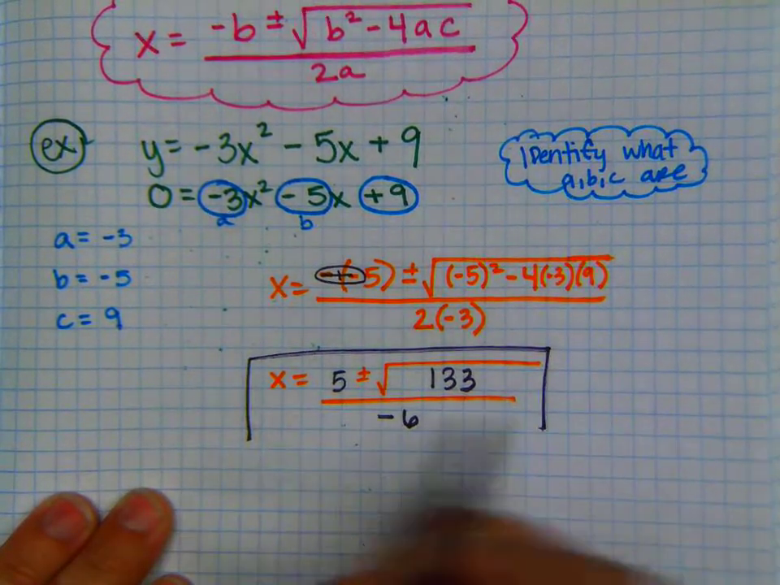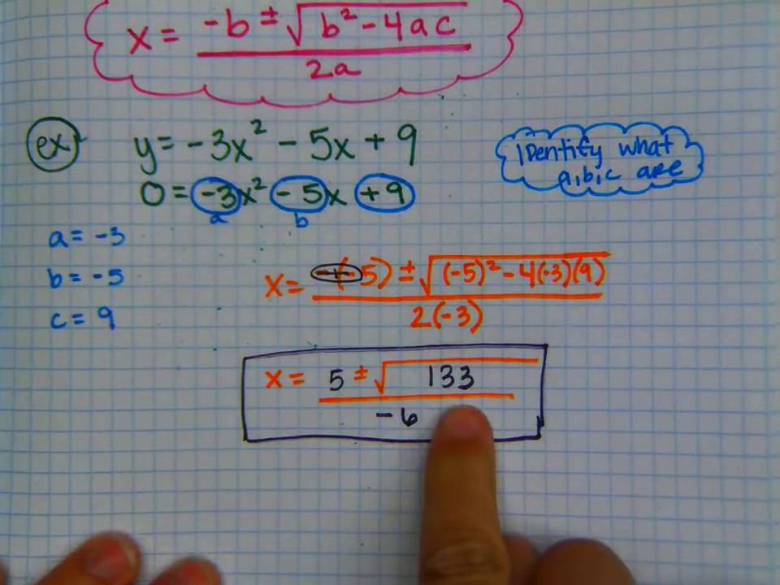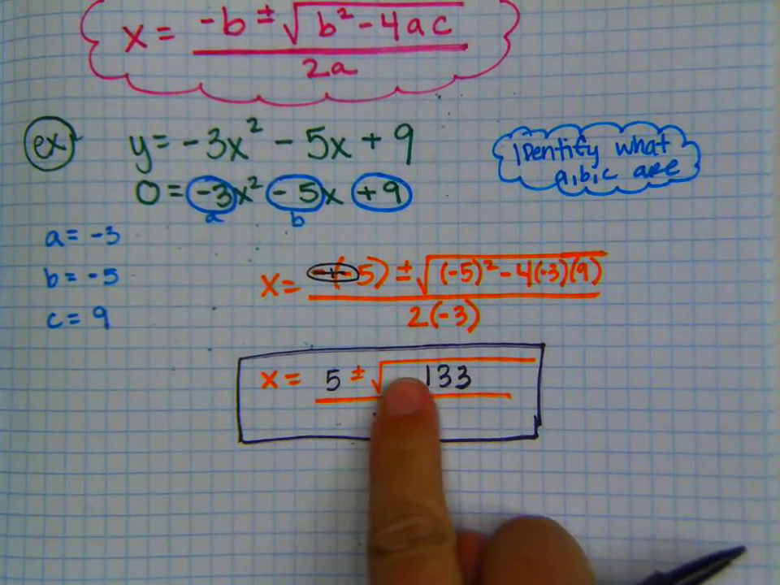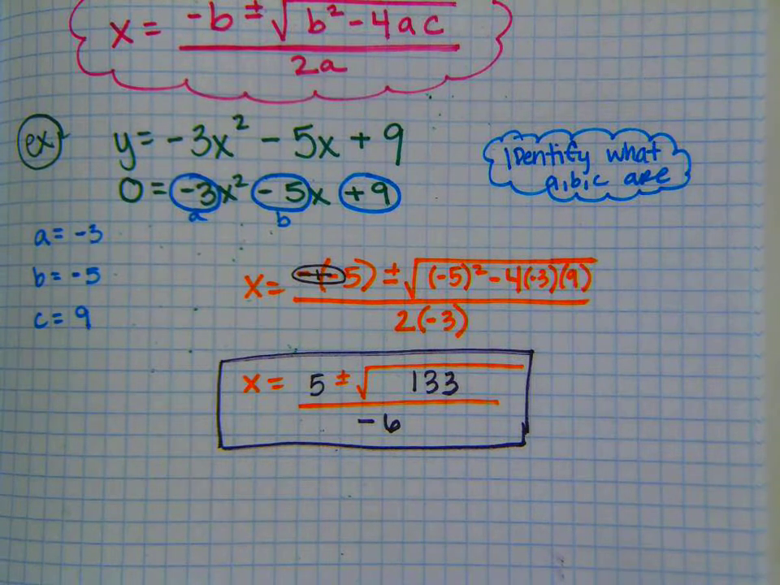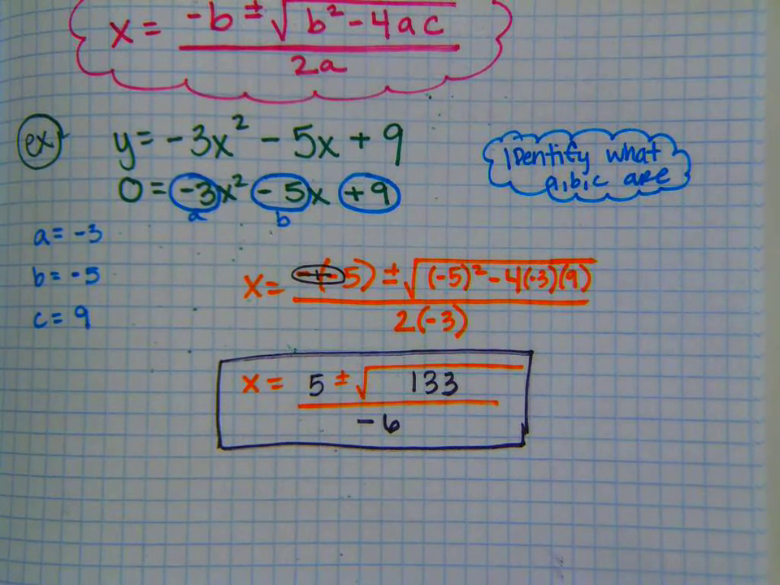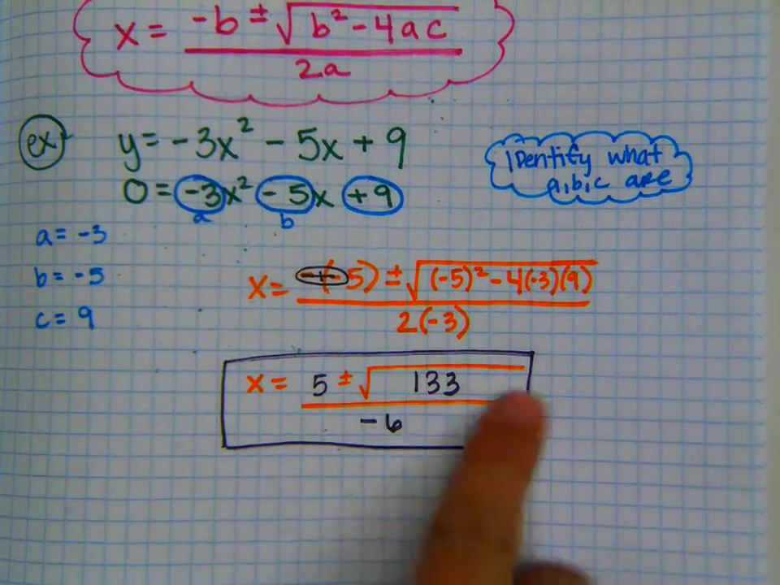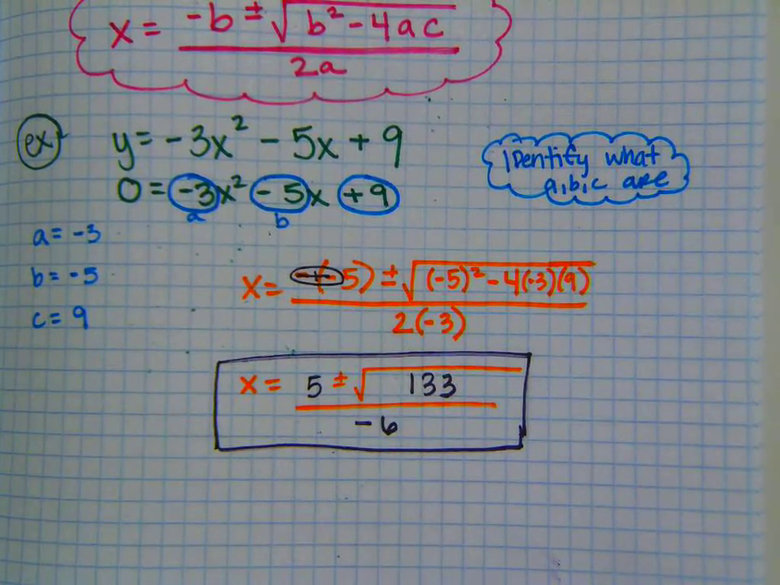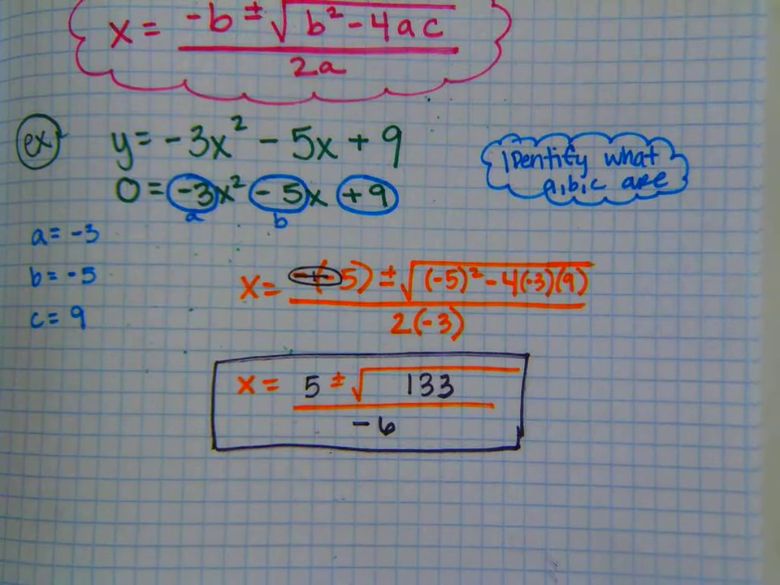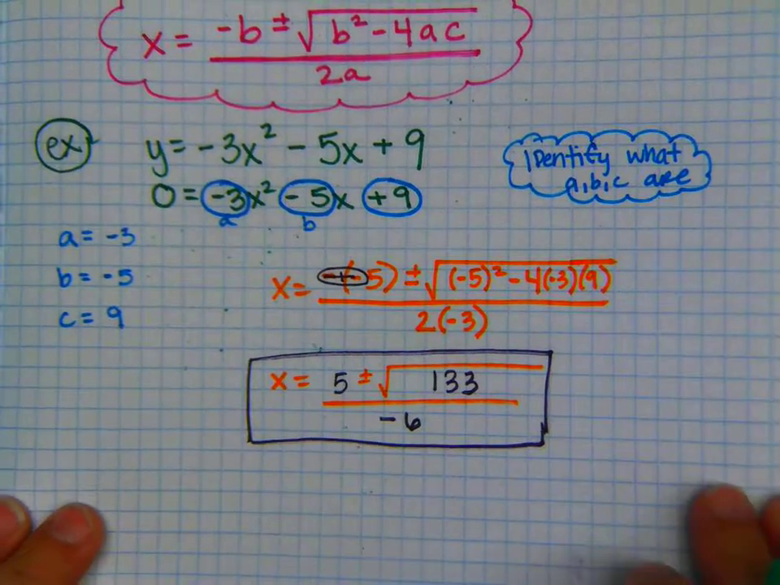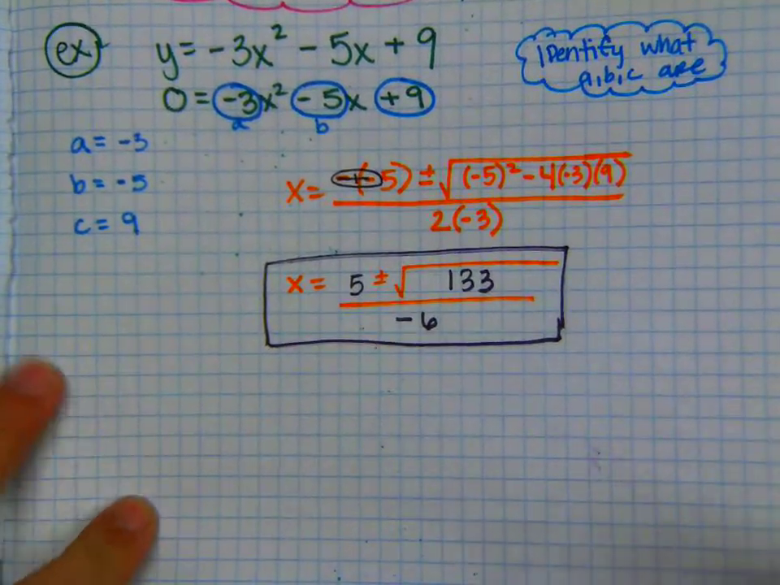The reason that's it is because there's nothing I can do with the square root of 133. Let's say that was the square root of 144. Square root of 144 is 12. So that can work out there. That would mean you would take the square root. So I'm going to have you do an example using the quadratic formula.